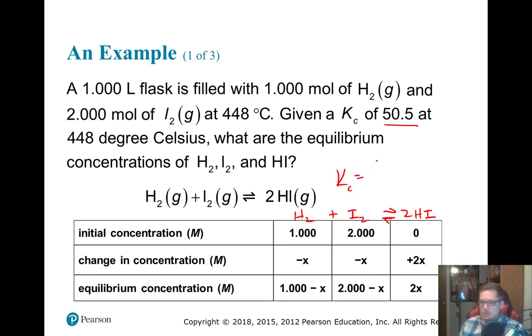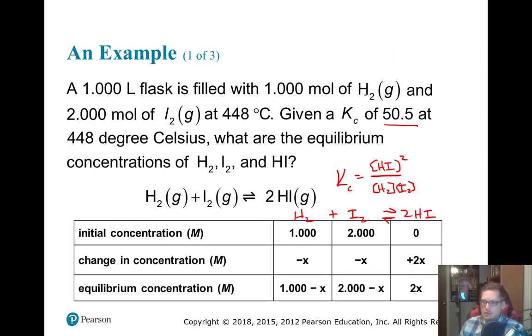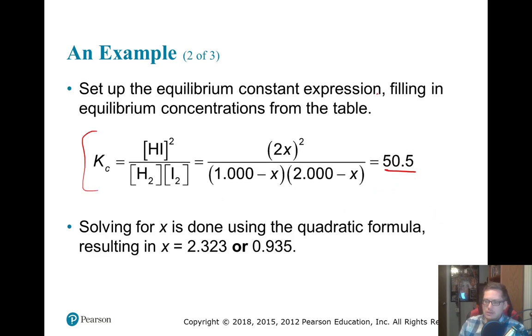Your Kc is equal to the concentration of HI squared over the concentration of H2 times the concentration of I2. Remember, these are at equilibrium, so we're just going to take these values. You plug the 2x in up here, so it'll be 2x quantity squared over 1 minus x times 2 minus x. This is exactly what they've done here. So there's your equilibrium expression, and you plug in these equilibrium values. Then you can do some quadratic formula funness, set it equal to your Kc, because they gave this to us right here. That's that 50.5.